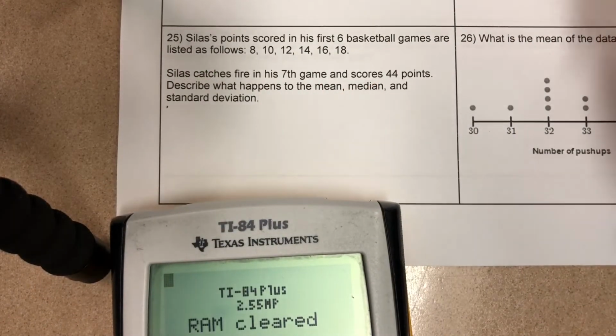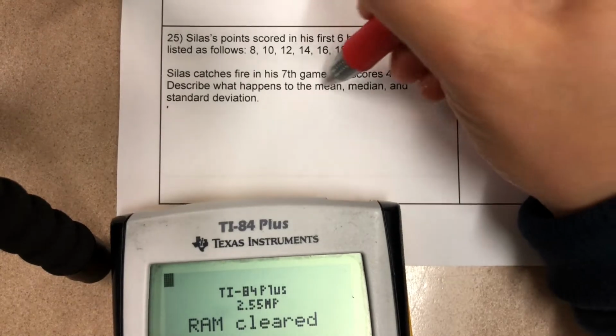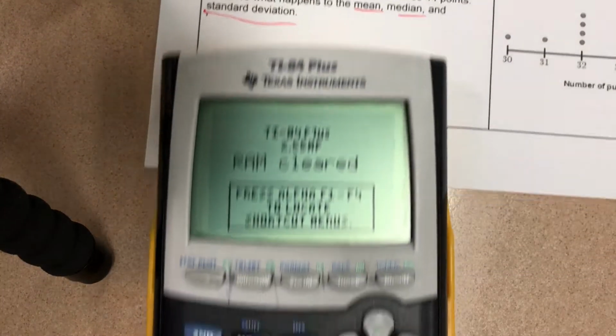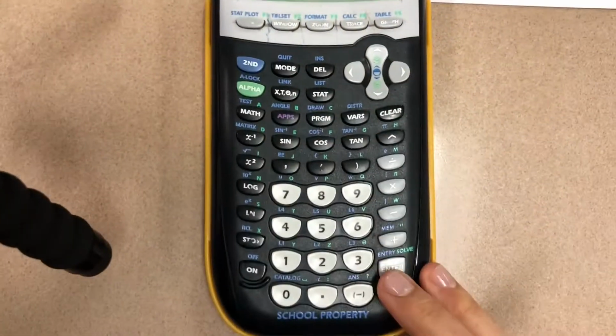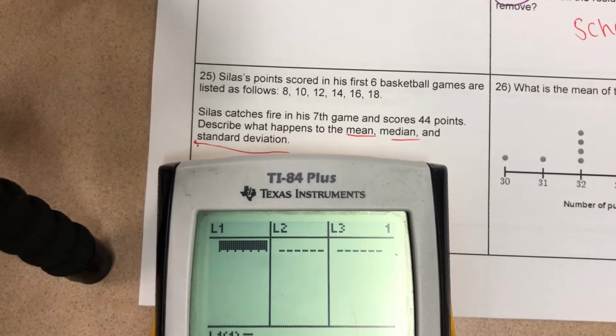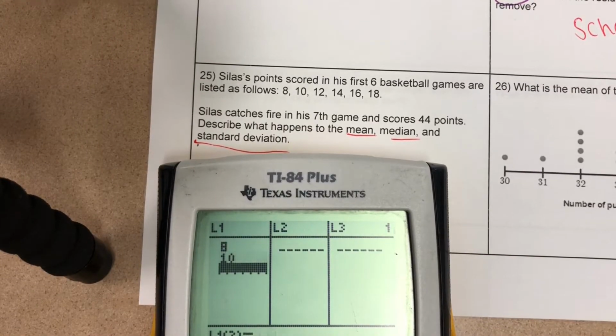Okay, so this one's easily done on the calculator. You want to find the mean, median, and standard deviation. The easiest way to do it on the calculator is to hit stat, enter, and that's going to bring you to this list. All you're going to do is plug in your values all in the same column: 8, 10, 12, 14, 16, and 18. It can be in whatever order you want.